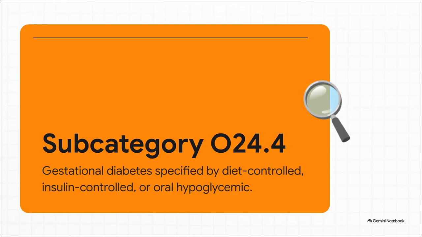Now, when you spot gestational diabetes in a chart, you cannot just stop at a high-level code. You've got to jump straight to subcategory O24.4. But your job isn't done there. You must look closely in the physician's notes for exactly how it's being controlled. Is it diet controlled? Is it insulin-controlled, or maybe it's controlled by oral hypoglycemic drugs? Here's a pro tip straight from the guidelines. If the patient is treated with both diet and insulin, you only report the code for insulin-controlled. Capturing that specific therapeutic management is absolutely essential for a clean, compliant claim.